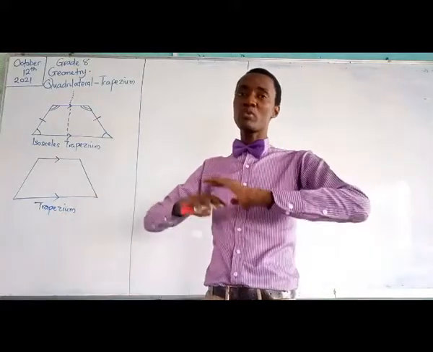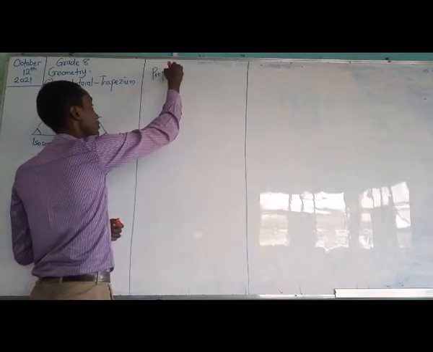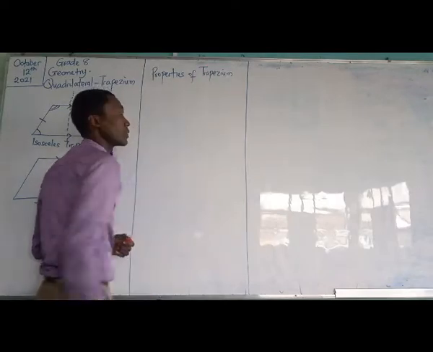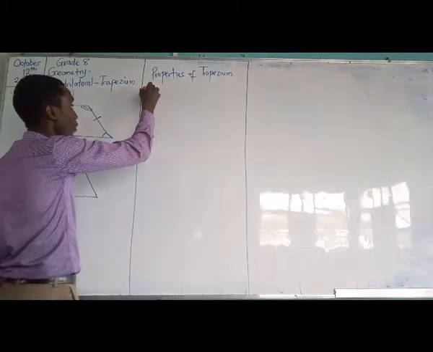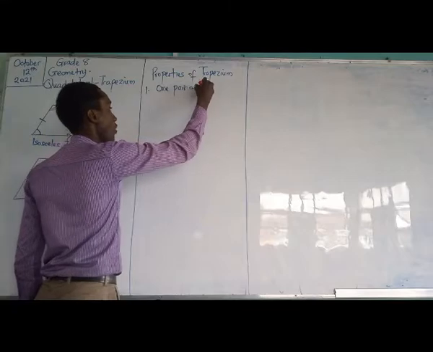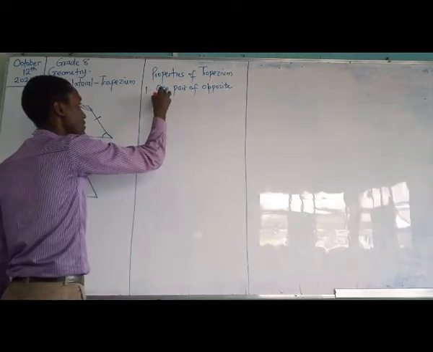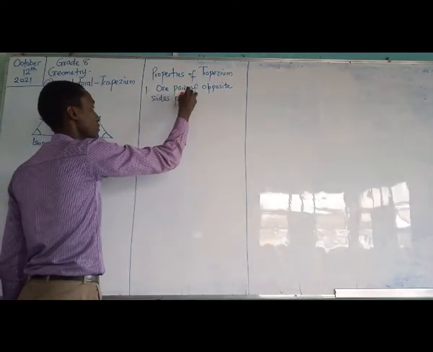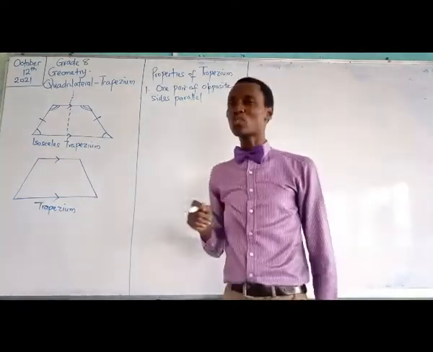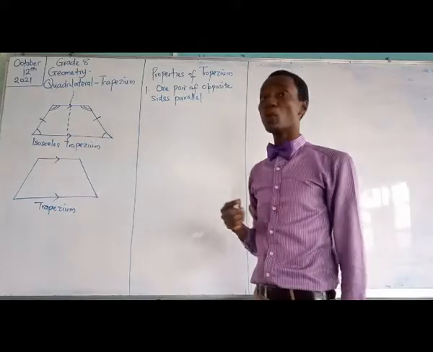Having said that, let's look at what we may call the general properties of the trapezium. Properties of a trapezium. As is said by the definition, number one, we expect it to have one pair of opposite sides parallel. Notice I said parallel, not equal. One pair of opposite sides what? Parallel. So we expect that one pair of the opposite sides will be what? Parallel.